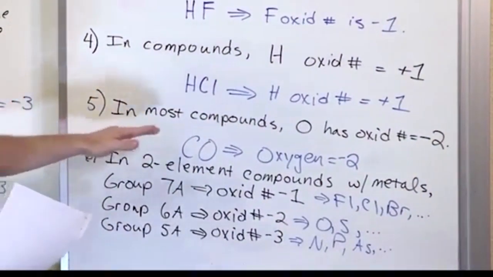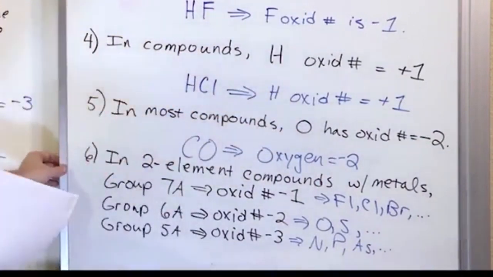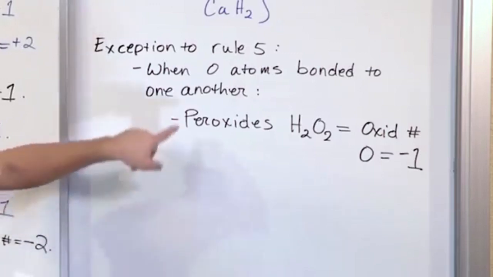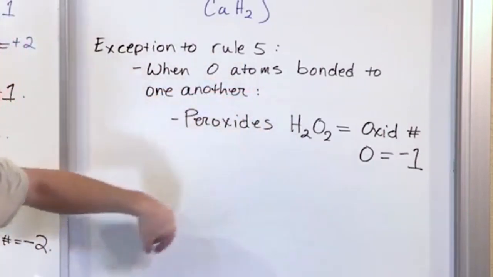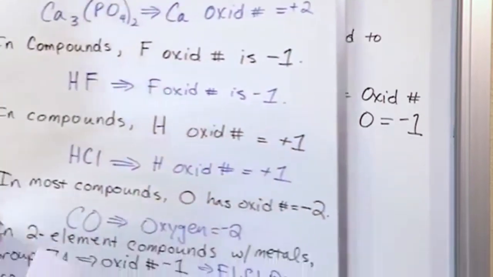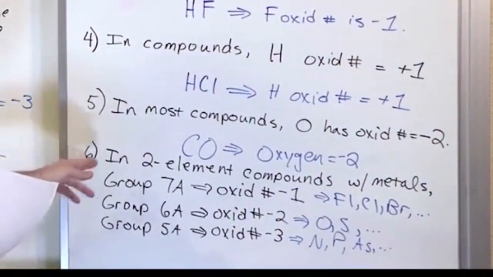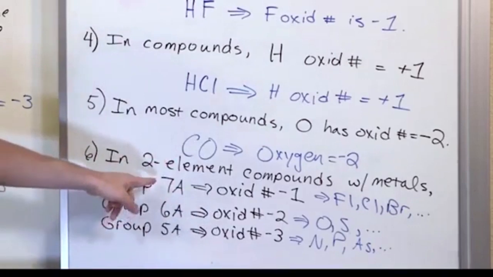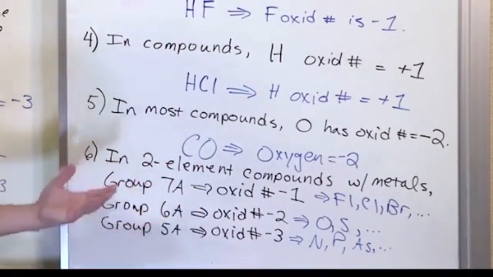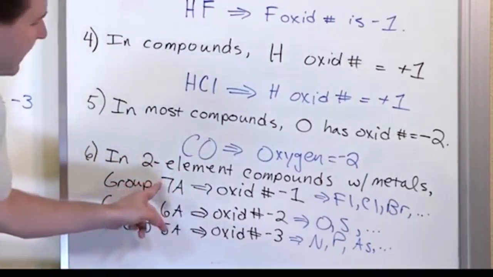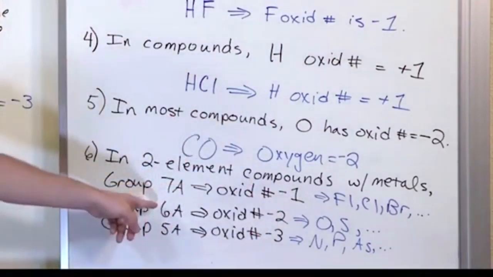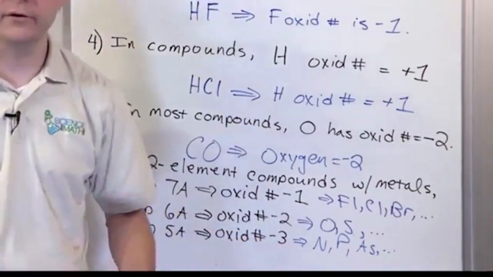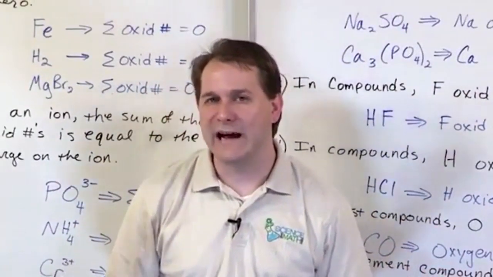Okay? And then we have oxygen. Oxygen is going to have an oxidation number of -2 unless oxygen is bonded to itself like in a peroxide, and then the oxidation number is -1. And then finally, in two-element compounds with metals, the things on the right-hand side of the periodic table, column 7, 6, and 5, are going to behave like you would expect. The column 7 guys are going to have charge -1. The column 6 guys are going to have charge -2. The column 5 guys are going to have charge -3.